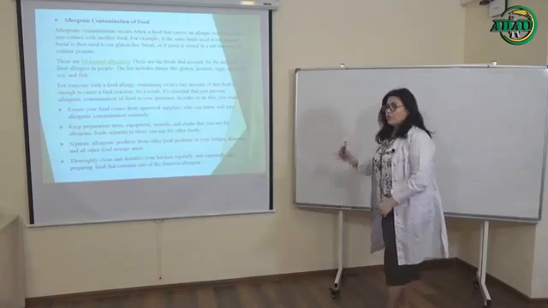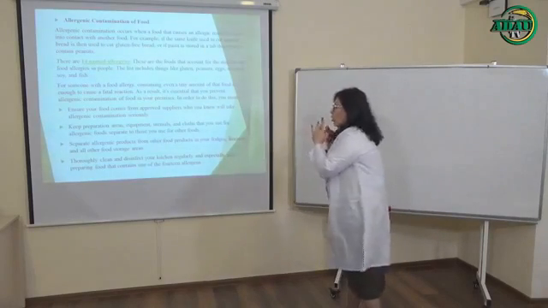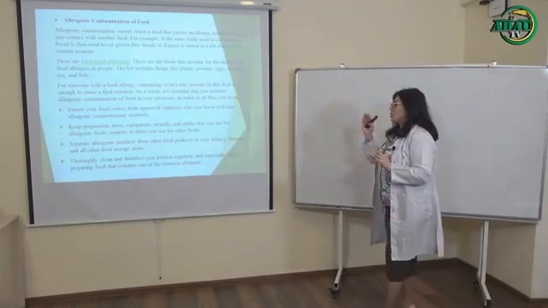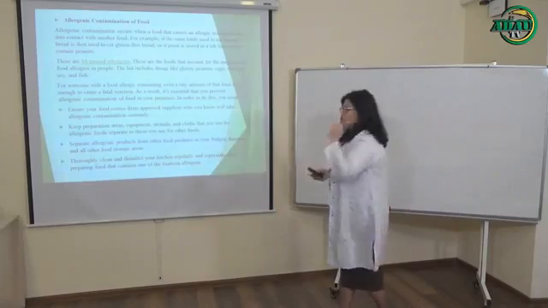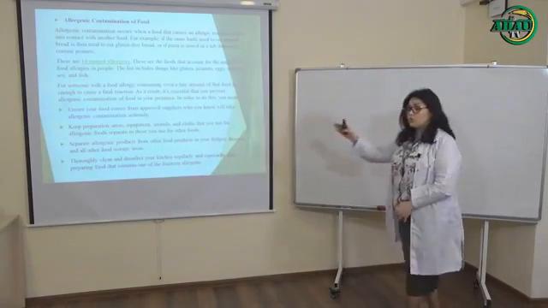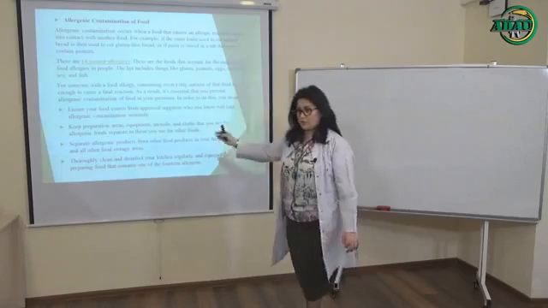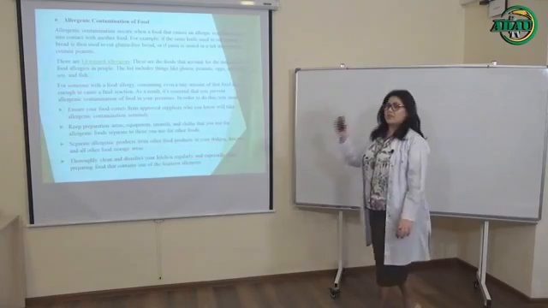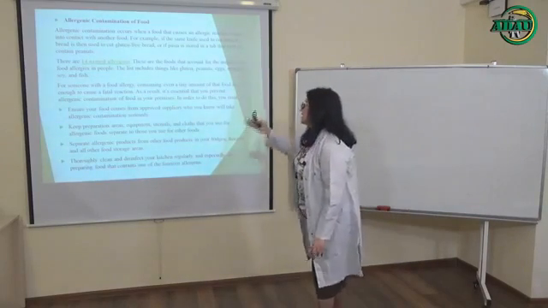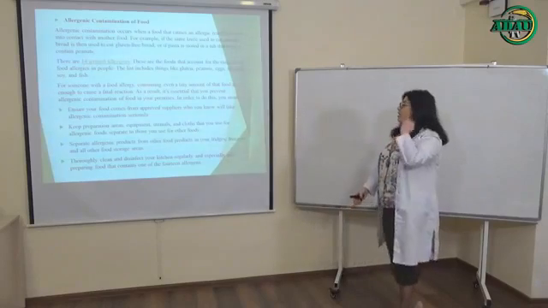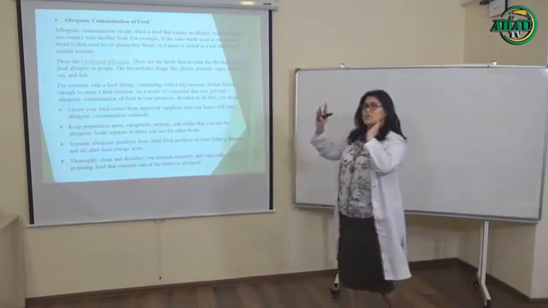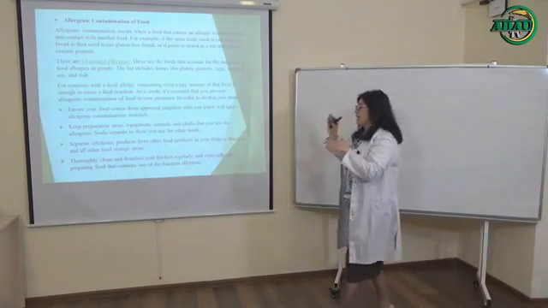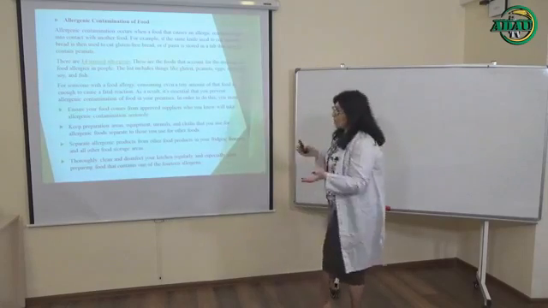So, in order to prevent contamination of food with allergens, what should you do? You must, first of all, ensure your food comes from approved suppliers who can guarantee that their food is not seriously contaminated with allergens. By the way, I forgot to mention some names of allergens. It's like gluten, then peanuts, eggs, soy, and fish, etc.